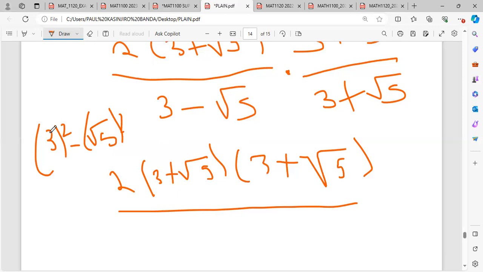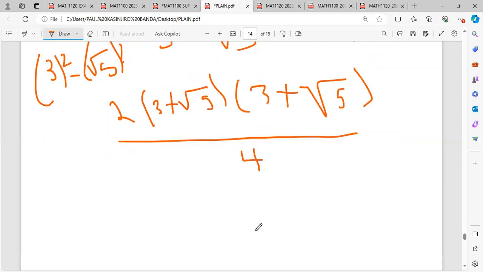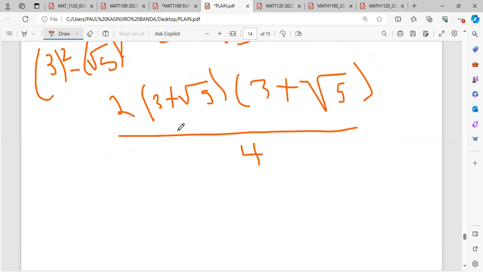So 3 squared is just 9. Then root of 5 squared is just 5, so minus 5. Meaning, down here, we're just going to have power 4 like that. Let us now multiply whatever is on top there. So 2, then we multiply what is in the brackets.